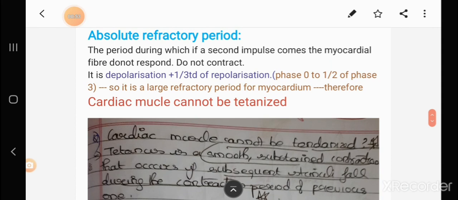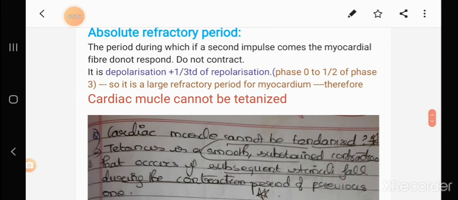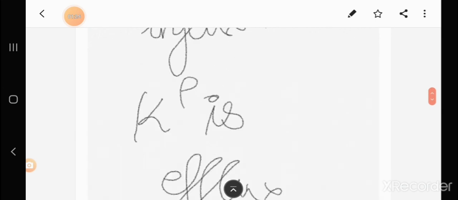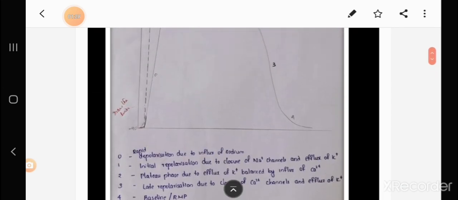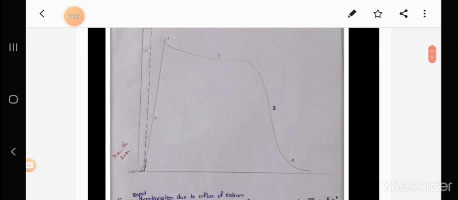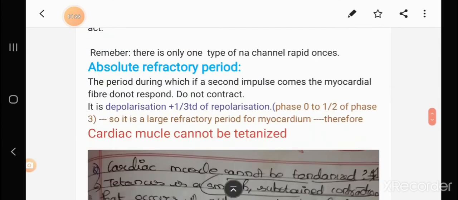Now there's another term called the absolute refractory period. It's a period during which the myocardium does not respond. It is not only defined for the myocardium, it is defined for a nerve also. It is a period during which that nerve or muscle or excitable tissue does not respond to a second stimulus. In the myocardium, the complete depolarization and the first third of repolarization come under the absolute refractory period. That means in the graph phases 0, 1, 2 and the early half of 3 come under the absolute refractory period. So that is a big phase, right?